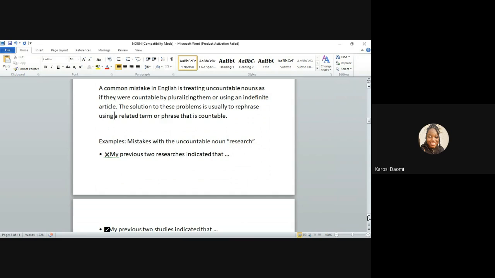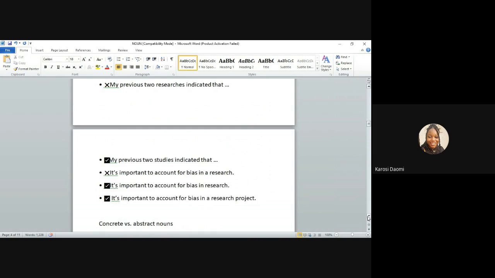So instead of saying my previous two researches indicated that, you rephrase the whole sentence. Now, if you're not sure whether a particular noun should be counted or it's an uncountable noun, one thing you can do is to rephrase the whole sentence. So you have my previous two studies indicated that. Then look at, it is important to account for bias in a research. It is important to account for bias in research.